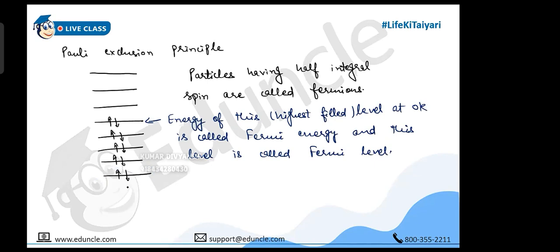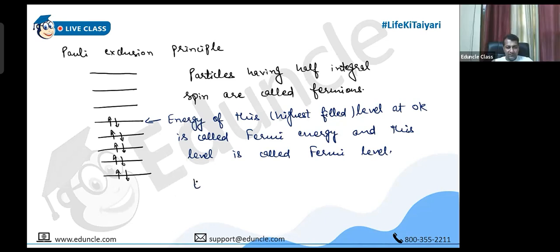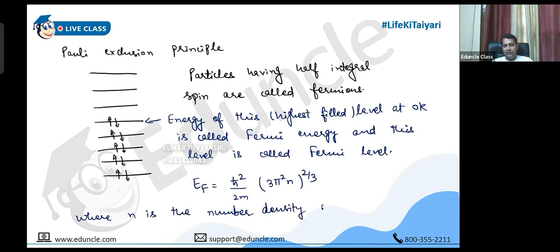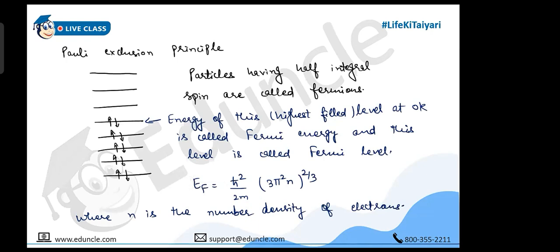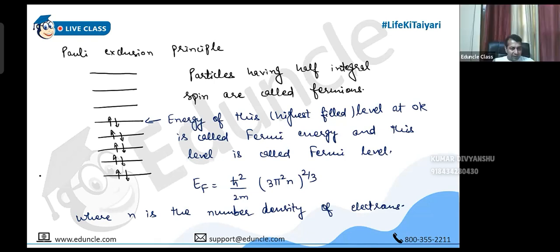And the formula for the same, kindly note down. Here n is the number density of electrons, meaning the number of electrons per unit volume, and m is the mass of the electron. So this is the formula for Fermi energy. And h cross is the reduced Planck's constant. Its value is not equal to the usual h. It is actually h by 2 pi. So you have to divide h by 2 pi in order to get h cross. H cut or h cross is the name given to this.